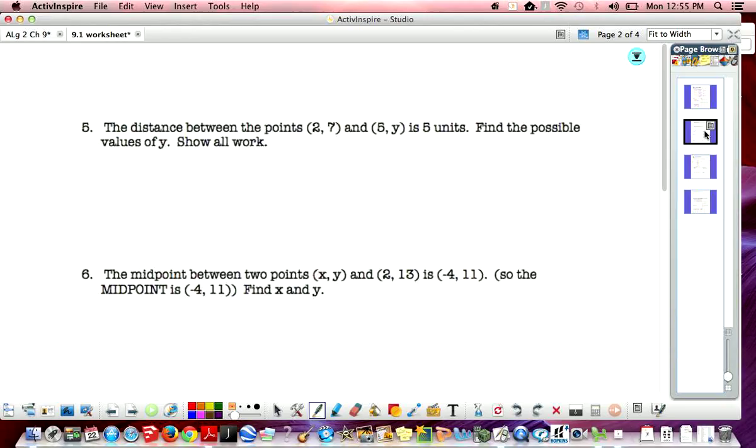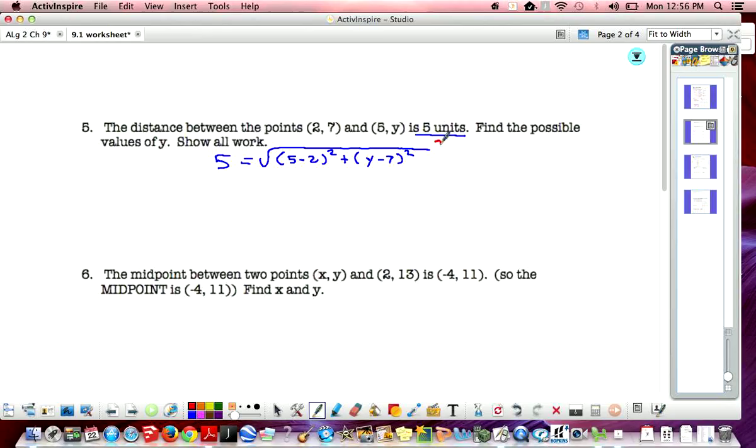Flip to the back side. It says the distance between the points 2, 7 and 5, y is 5 units. Find the possible values of y. So this is where you plug the values into the distance formula, but here we know the distance. So the distance is 5. So we can say 5 squared, whoops, I'm kind of getting ahead of myself. We can say at least 5 is equal to the square root, subtract the x's, 5 minus 2 quantity squared, plus y minus 7 quantity squared. You'll probably see how I got ahead of myself there a little bit.